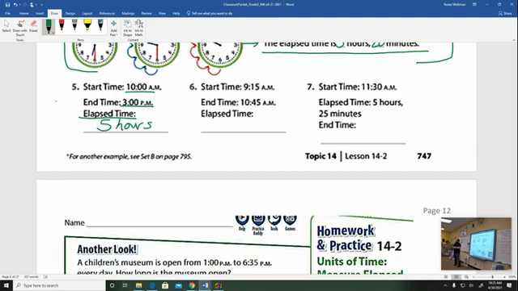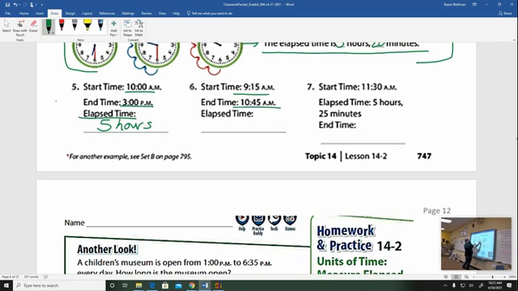Now, a really easy way to do that, guys, use your hand for this one. You can use a clock, but you can use your hand, right? We're starting at 10. 10, 11, 12, 1, 2, and you've stopped at 3. 5 hours, right? Okay, what about this one?